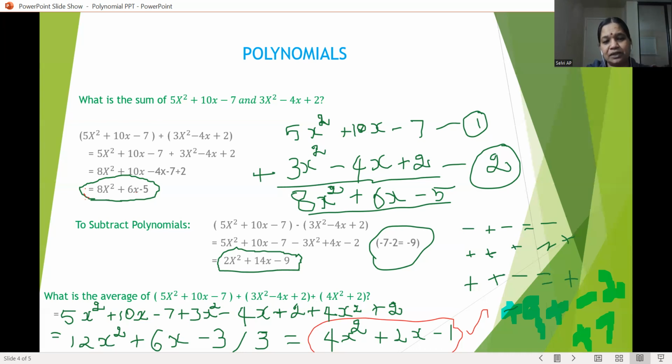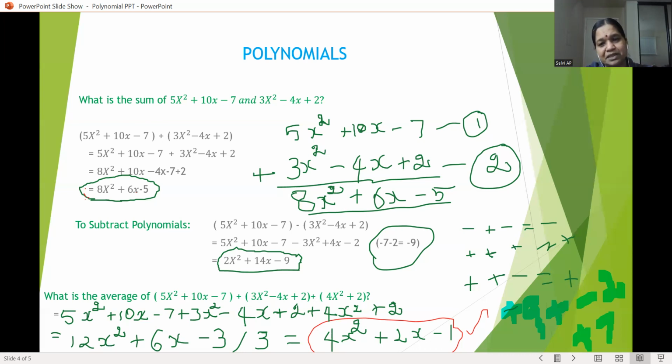The second point you have to do very carefully. You need to change the sign. For example, here the second polynomial is 3x² − 4x + 2. When you change the sign, it means you multiply the minus sign with the value inside the parentheses. So my minus 3x², minus into minus plus 4x, minus into plus minus 2.